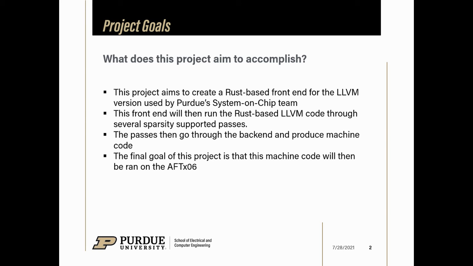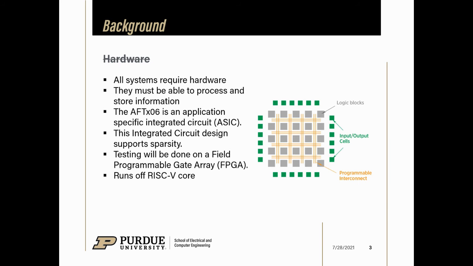This will run Rust-based LLVM code through several sparsity-supported passes. The passes will then go through the backend to produce machine code, with the final goal of this project being that machine code will then be run on the AFTx06.